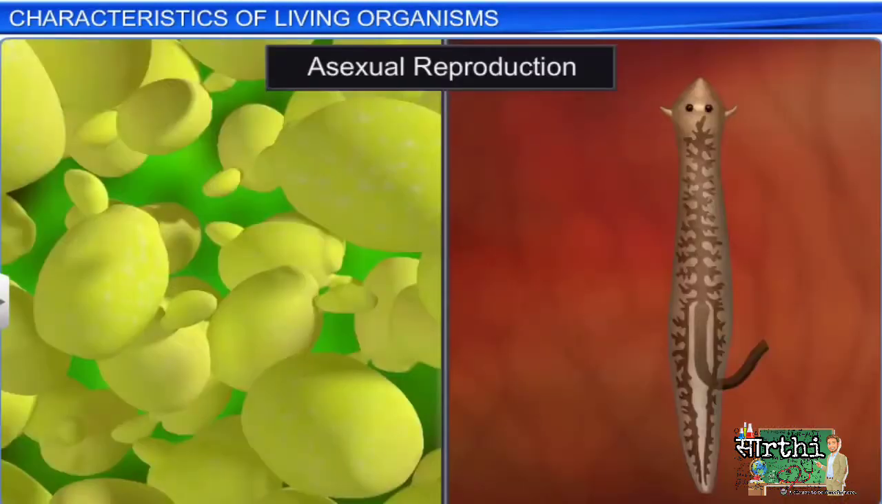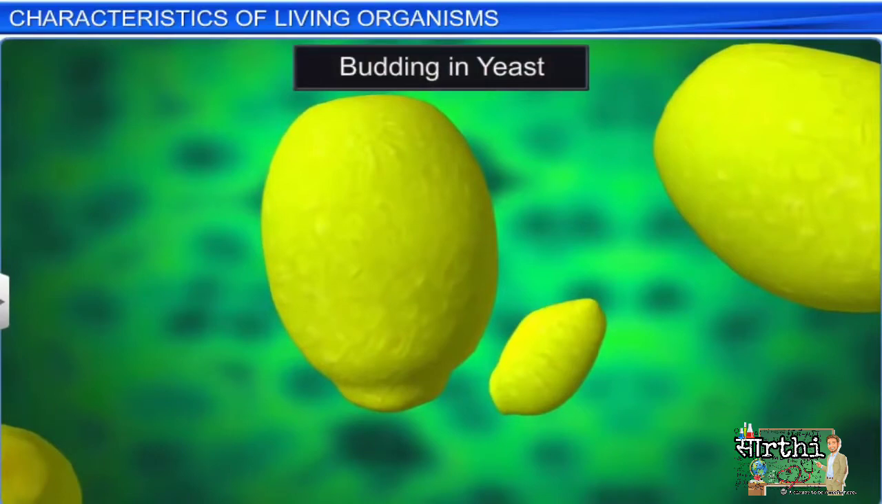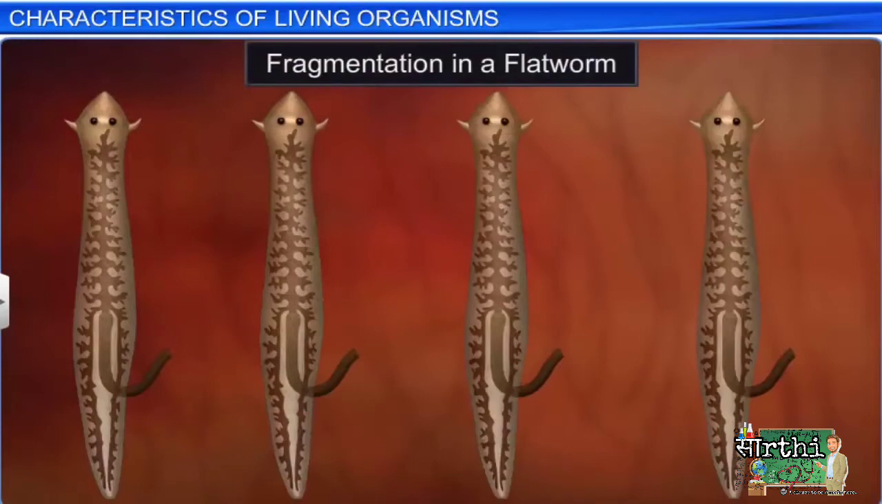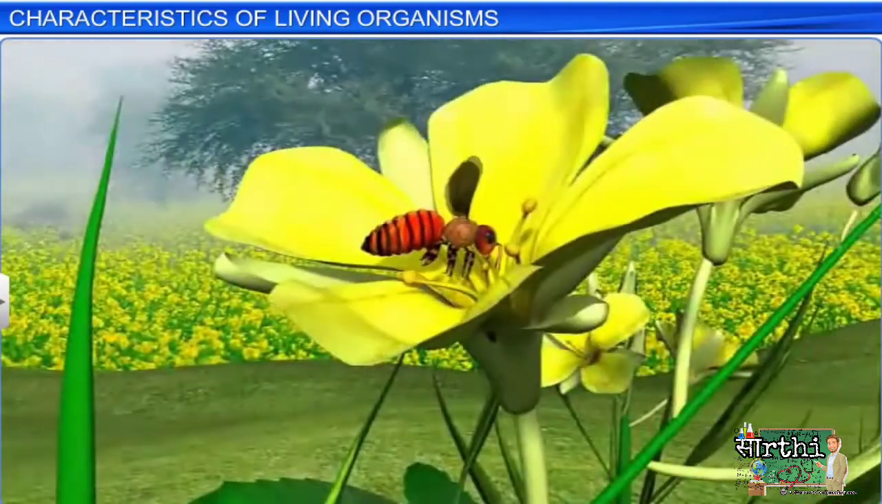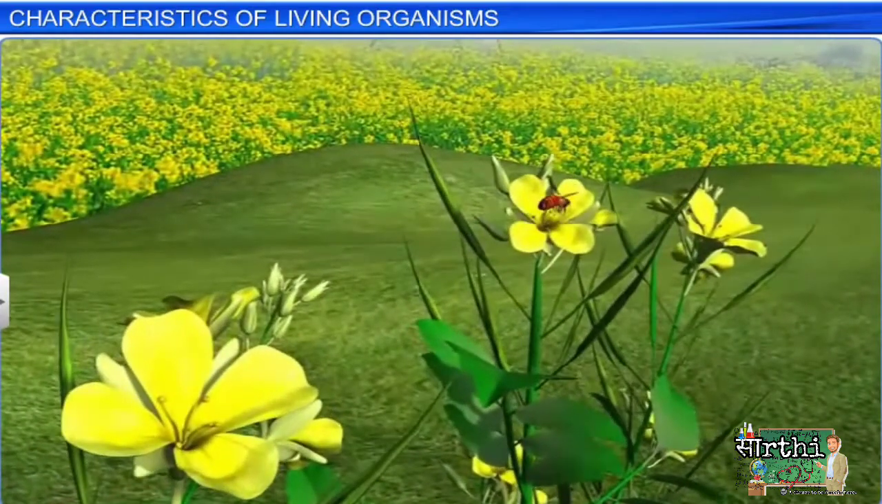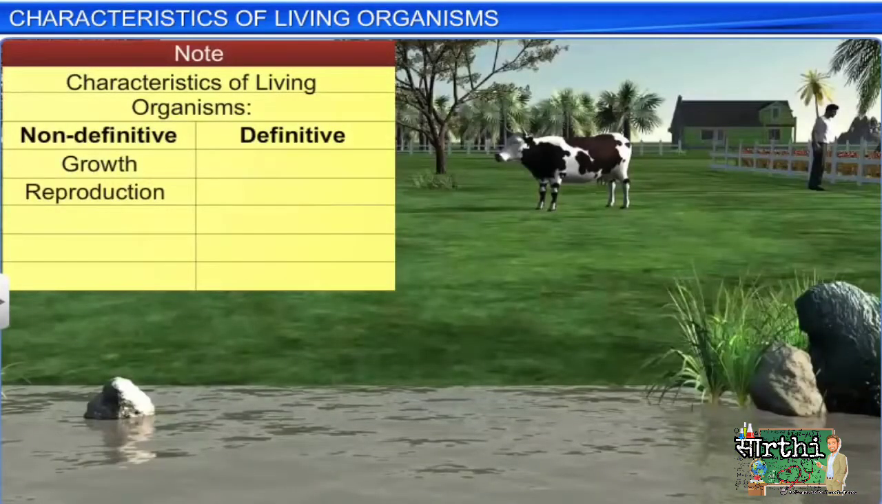Asexual reproduction can be seen in lower organisms through budding as seen in yeast, or through fragmentation as observed in flatworm. However, certain organisms, such as sterile worker bees, are not capable of reproducing. But that doesn't mean they are non-living. Reproduction is therefore not a definitive characteristic of the living.